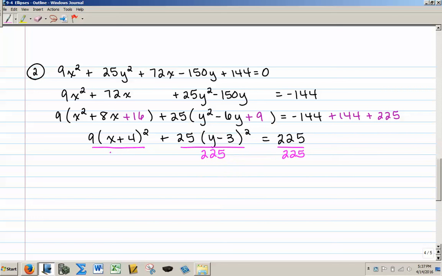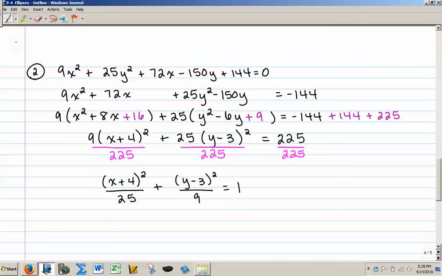And actually, for a lot of these, a kind of cool thing works out. 9 over 225 leaves me with a 25 on the bottom. 25 over 225 leaves me with a 9. I'm sorry, this one's going to leave me with a 25 on the bottom. This will leave me with a 9 on the bottom. So your final equation will look like this: (x plus 4) squared over 25 plus (y minus 3) squared over 9 equals 1. And that's the standard form for the equation of this ellipse.